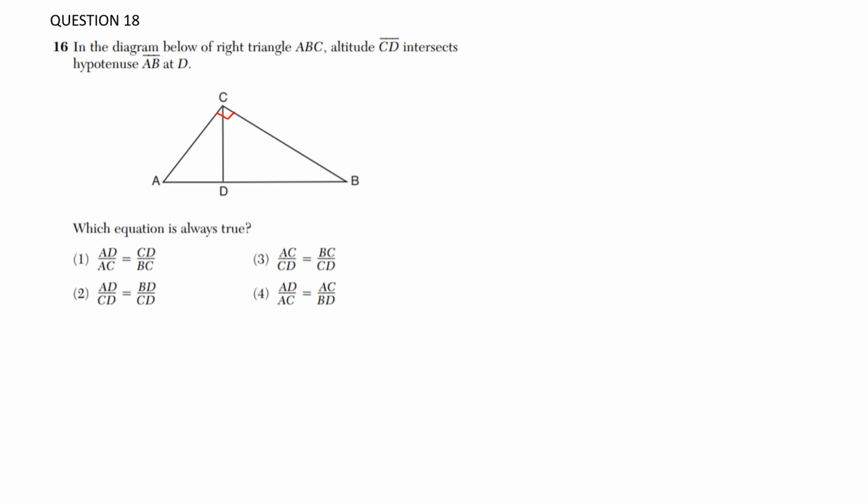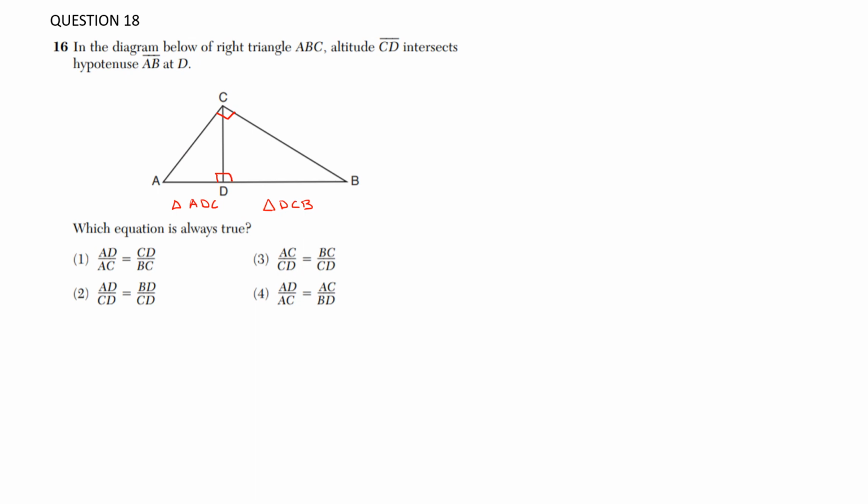So an altitude actually creates two smaller right triangles, right? Triangle ADC, and a smaller triangle DCB. And all three of these triangles, these two smaller triangles and the big triangle, are all similar to one another. That's an important relationship to know. So which equation is always true? Well, it's whichever answer choice reflects these proportions that we have between these similar triangles, right?